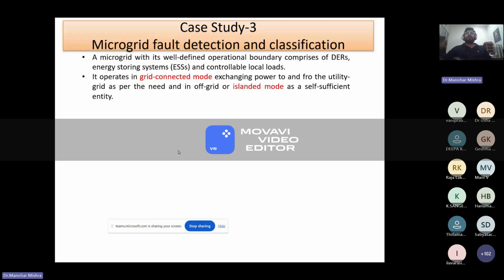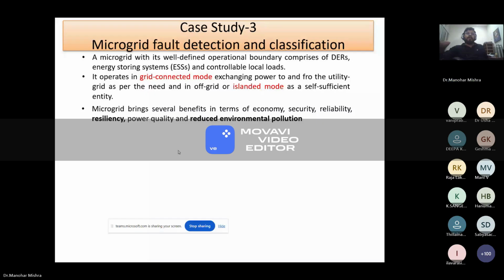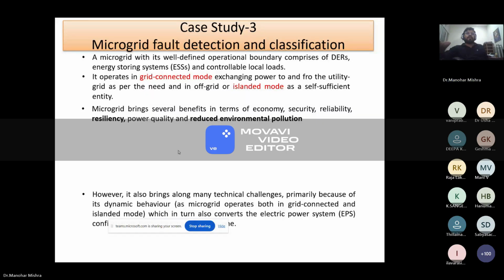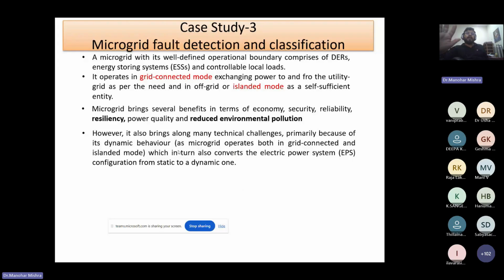Okay, then we can say that microgrid brings several benefits like economy, security, reliability, resiliency, power quality, and reduced environmental pollution. And it brings different technical challenges, like, as I mentioned, in the grid connected and islanded mode the current behavior is different. So it is difficult to maintain.